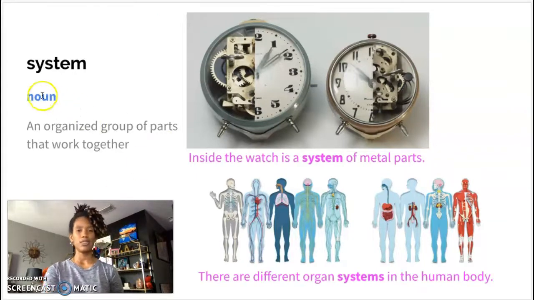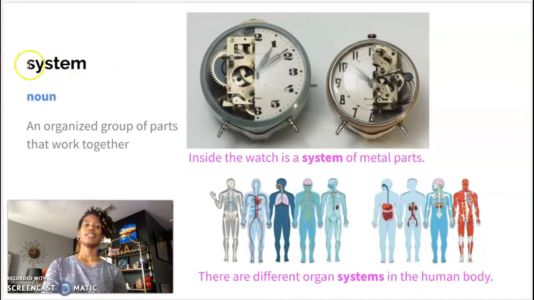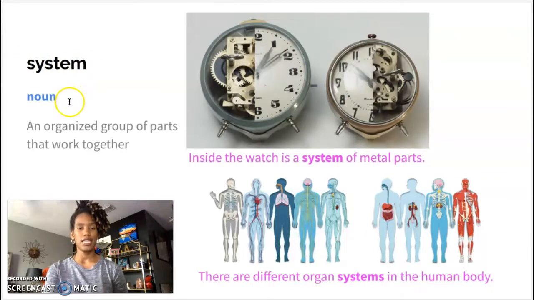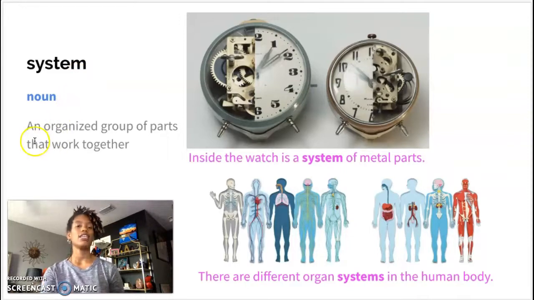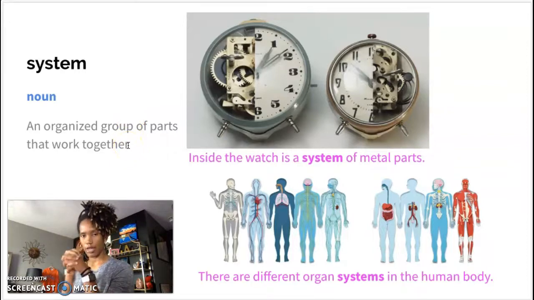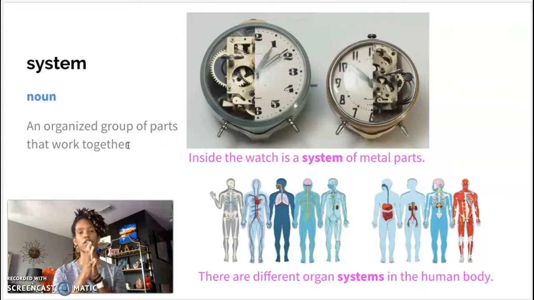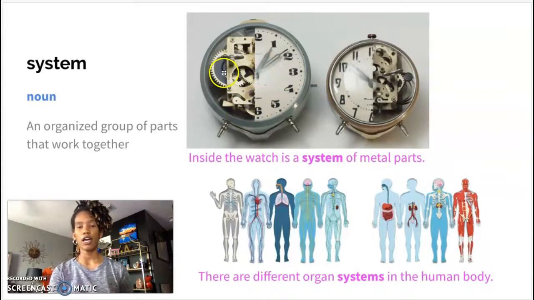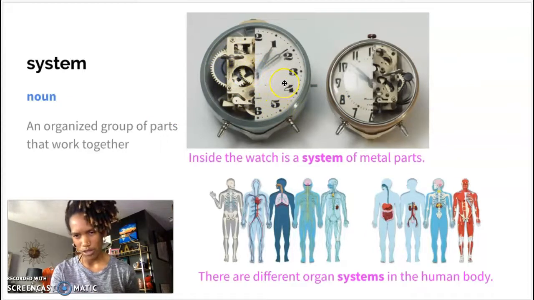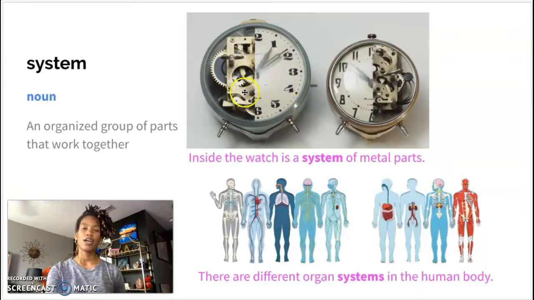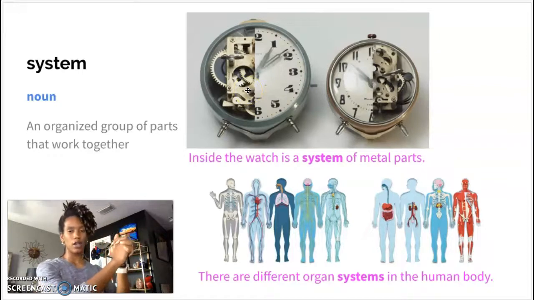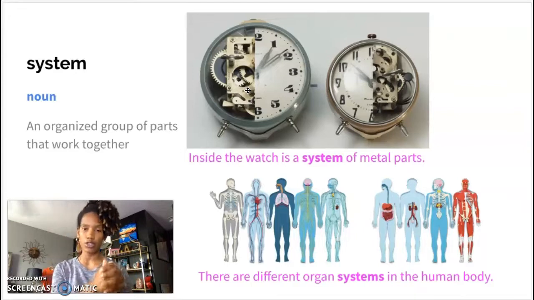All right, repeat after me. System. System. System is a noun, okay? And it is an organized group of parts that work together. Okay, an organized group of parts that work together. So if you look at the picture here, you have a clock or it's a watch. We'll say both. But you see here the clock face or the watch face, and then inside you see the system that goes together to make the clock work, okay? Or to make the watch work.